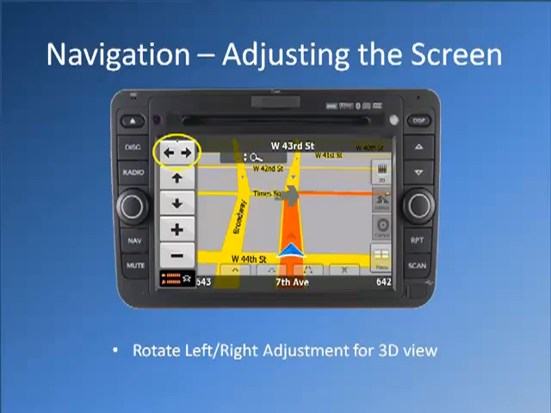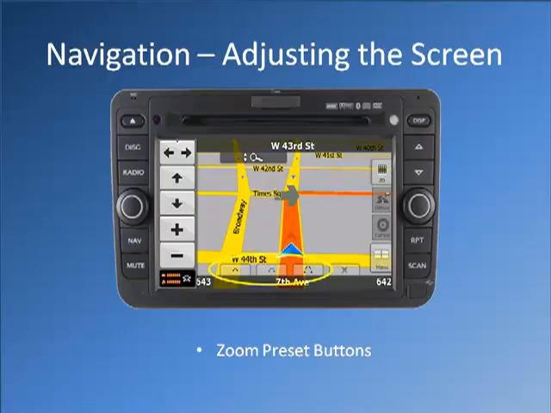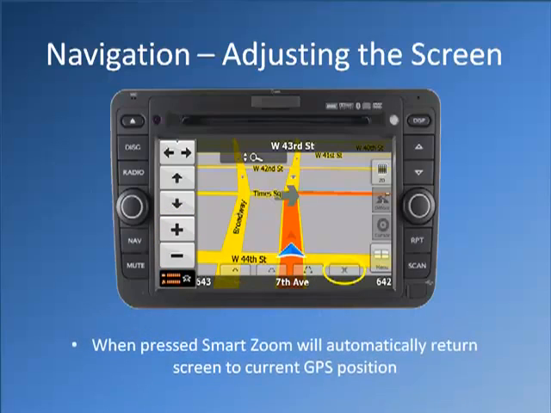Rotate left or right adjustment for 3D view. Tilt up or down adjustment for 3D view. Zooms the map view in and out. Zoom preset buttons. When pressed, Smart Zoom will automatically return screen to current GPS position.